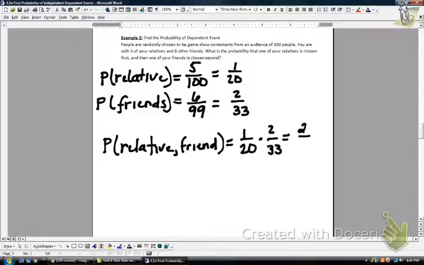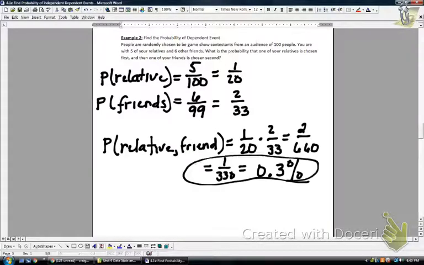1 times 2 is 2. Then in my calculator, I'm going to do 20 times 33, and that is 660. That simplifies to 1 out of 330, and I can do 2 ABC 660 to get that. Then to convert that to a percentage, 1 divided by 330 is 0.3%. So you can tell that the likelihood of a relative being chosen and then a friend being chosen is not very big. It's less than 1% that that's going to happen.